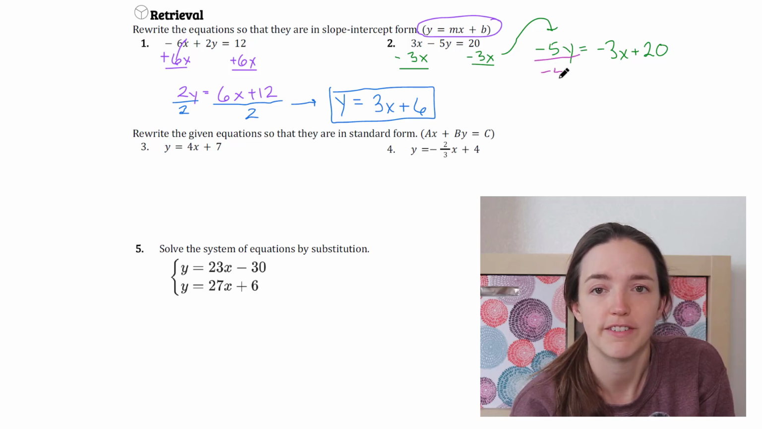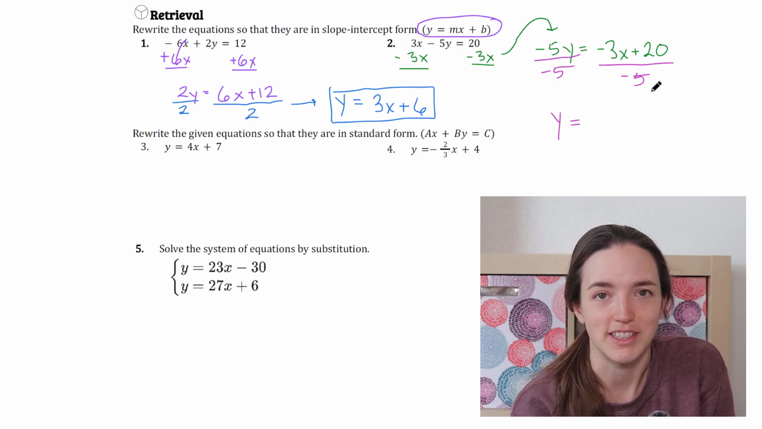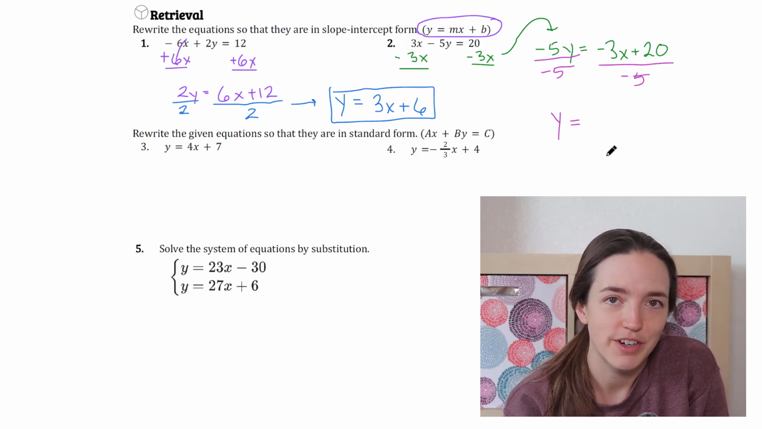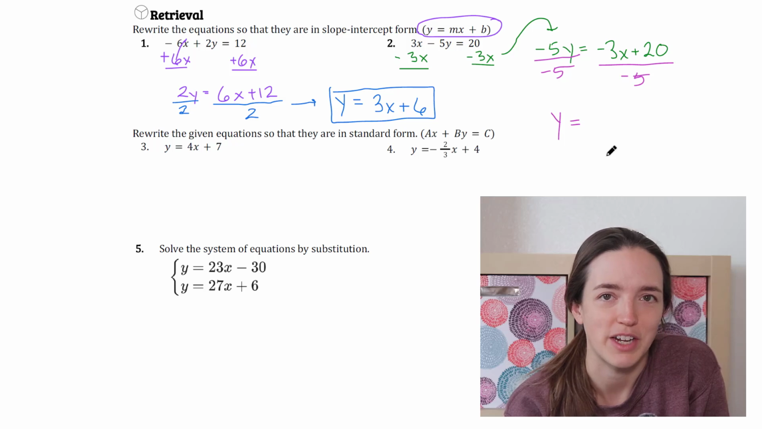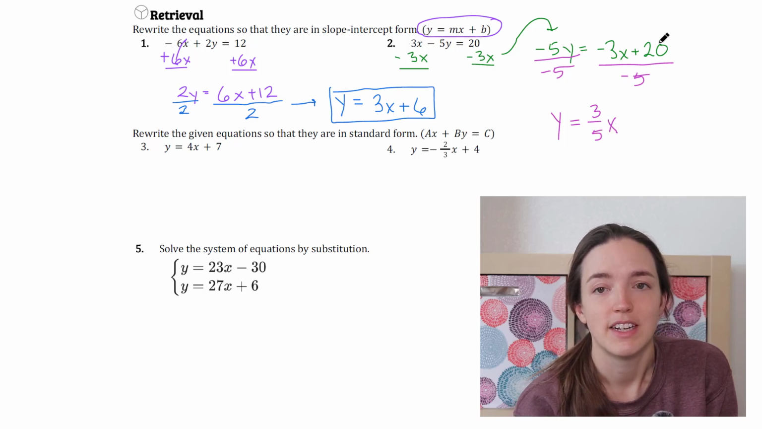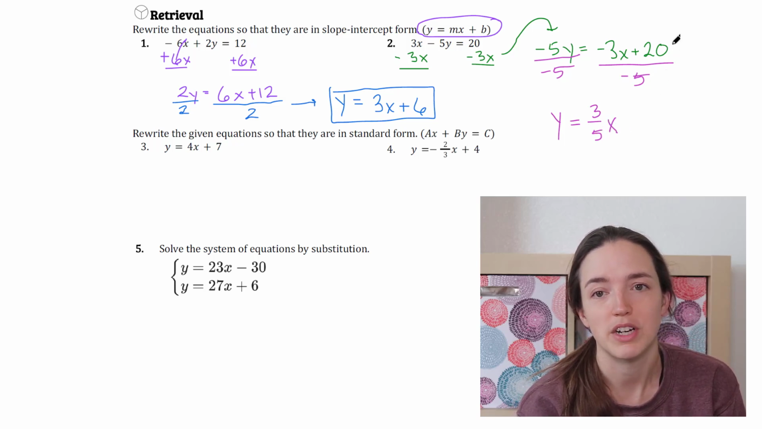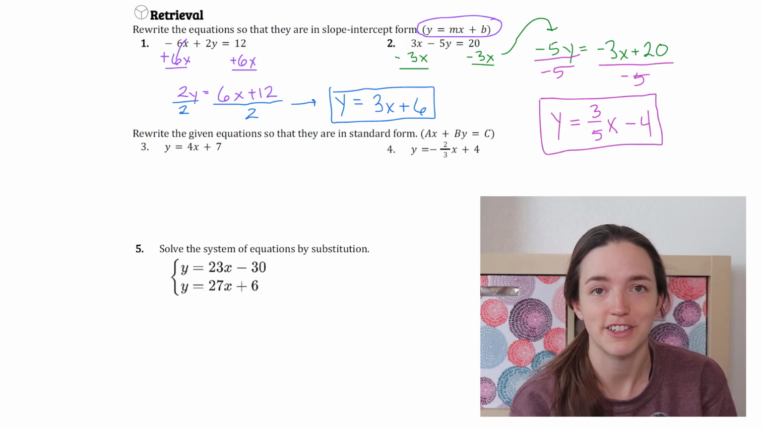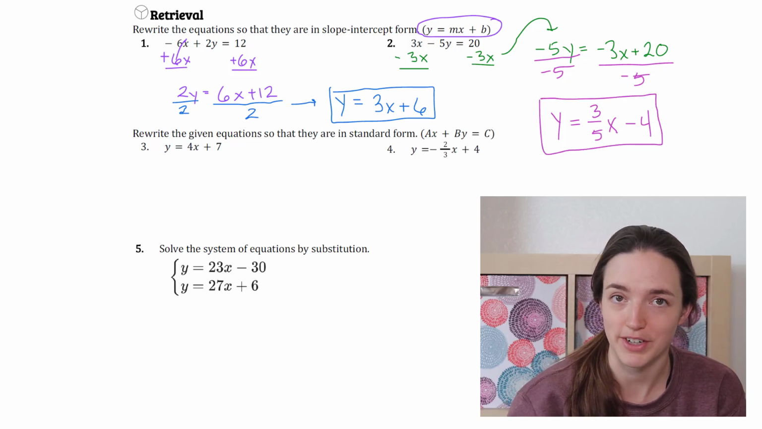Okay, now I have to divide to get the y totally by itself. So divide by negative 5. Now you might notice that these two numbers don't really simplify nicely like in the last one, so I'm just going to write them as a fraction. I could write negative 3 over negative 5, but we know that negative divided by negative is positive, so I'm going to write it as 3 over 5. And then there's an x. Now these two numbers do simplify. 20 divided by negative 5 is negative 4. So if you can simplify one of them but not the other, that's fine. Just leave one of them as a fraction.